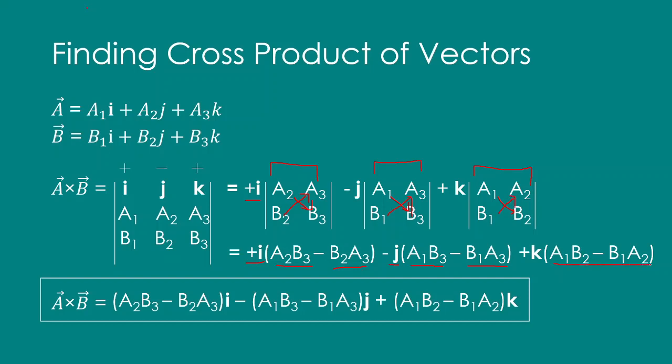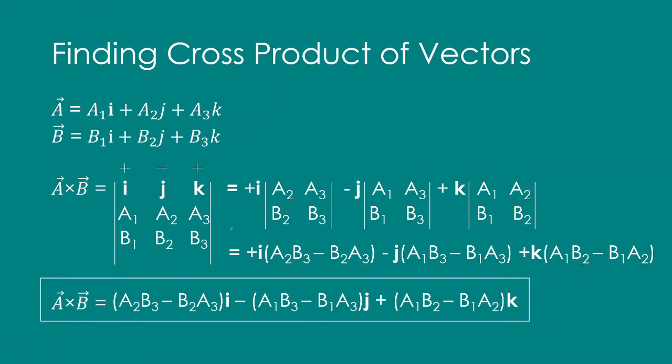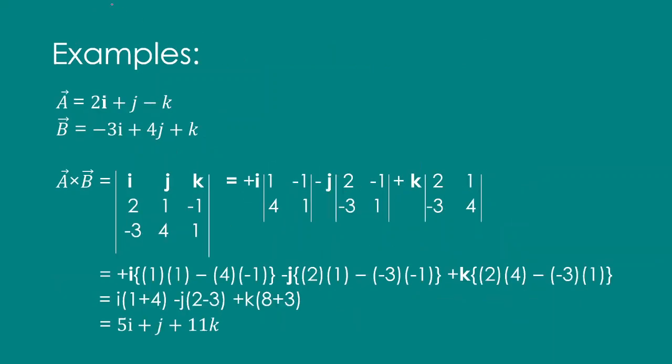So that's your cross product of vectors, and here I, J, and K, again these represent the X component, Y component, and Z component of your vector, and we can say that the cross product actually gives the vector quantity. Now let's try some examples. So here we take an A vector, and the A vector is 2i plus j minus k, and B vector is negative 3i plus 4j plus k.